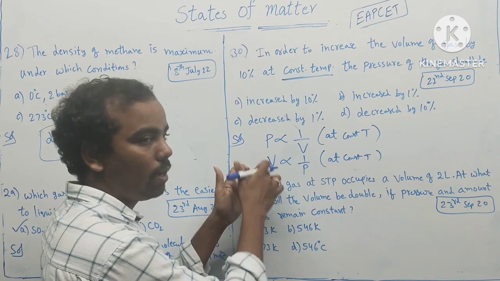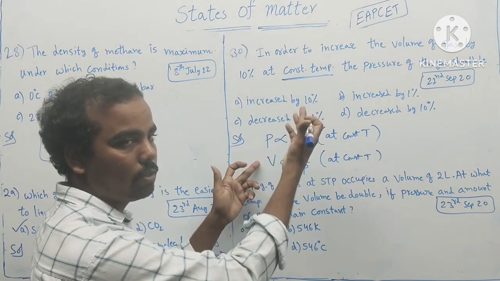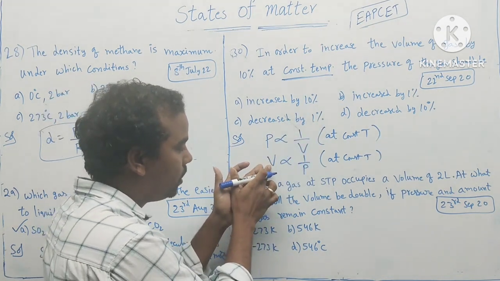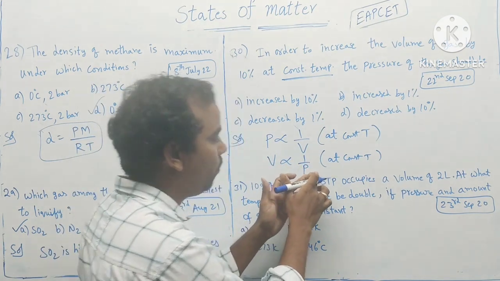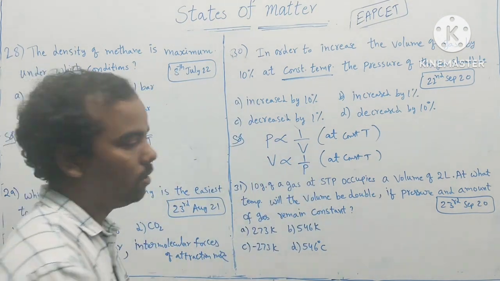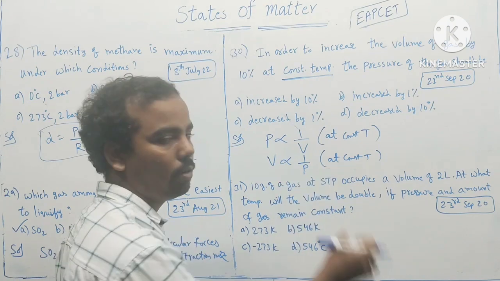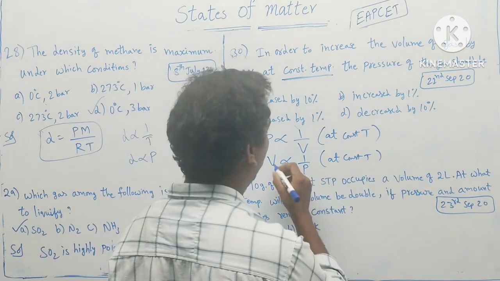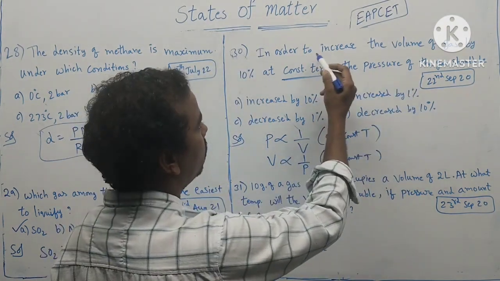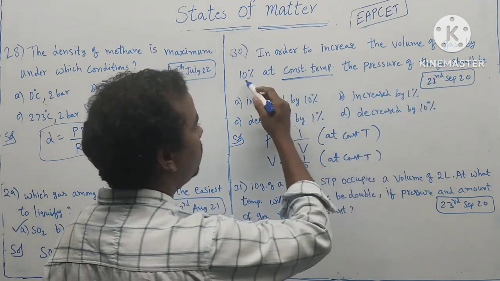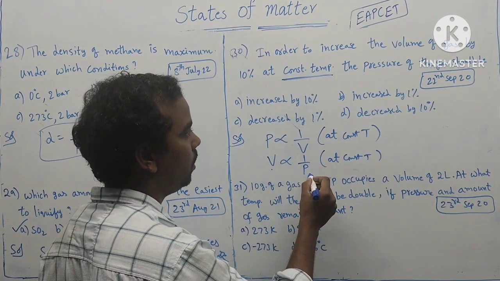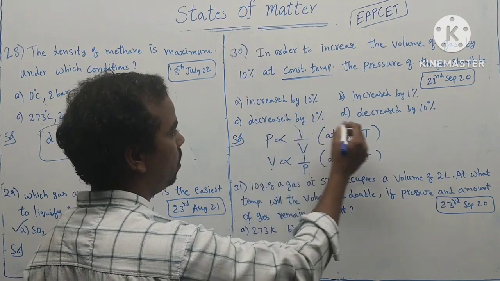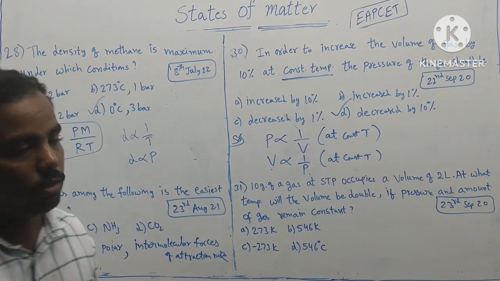If it is increased by 100%, the volume increases that many times and the pressure also decreases. If volume is increased, then pressure is decreased. So here the volume of the gas increases by 10% means the pressure of the gas decreases by 10%. So answer: decreased by 10%.